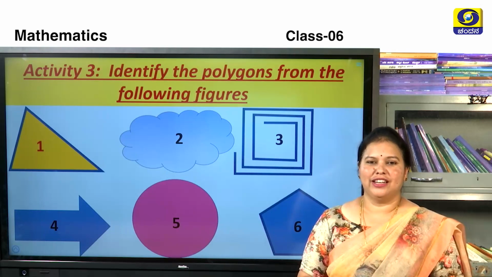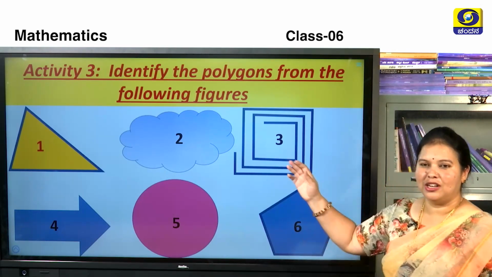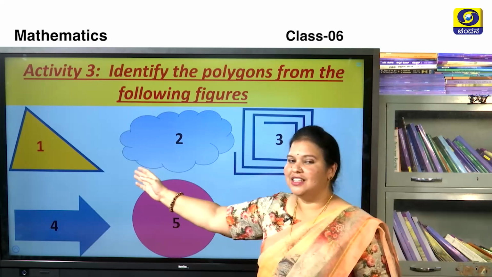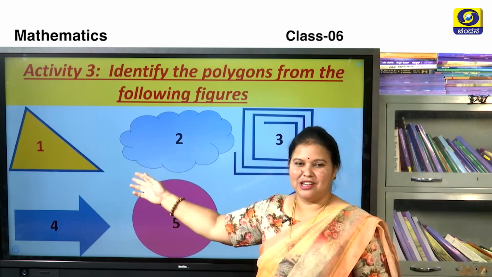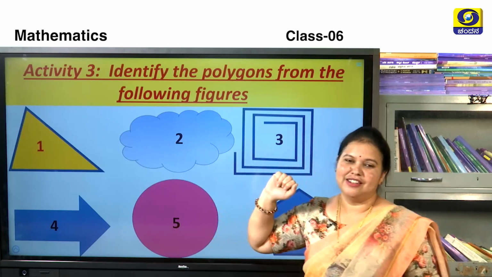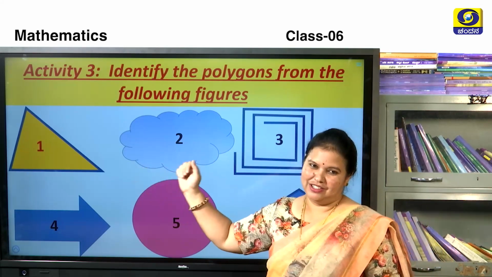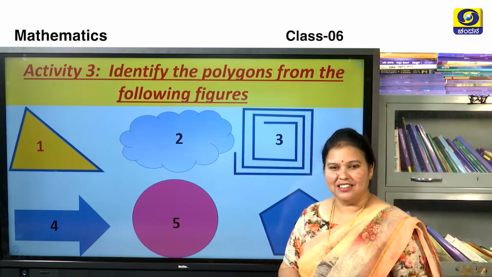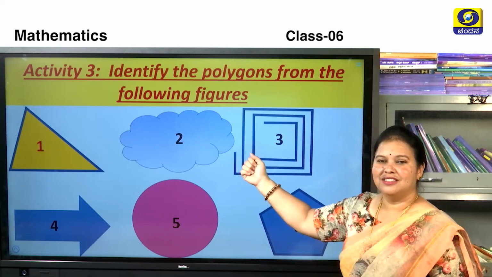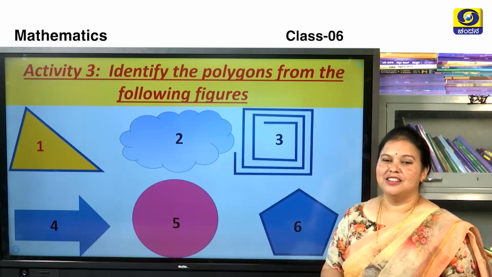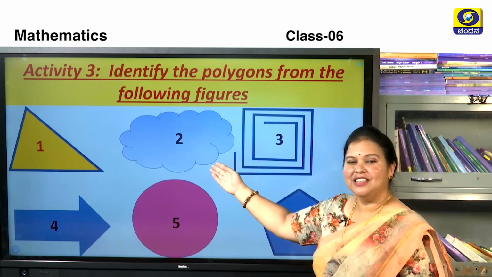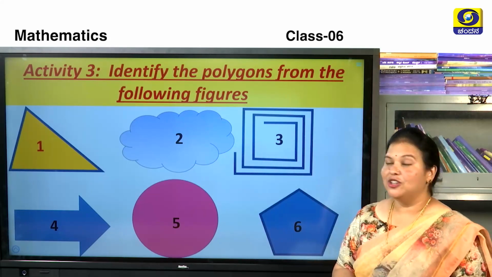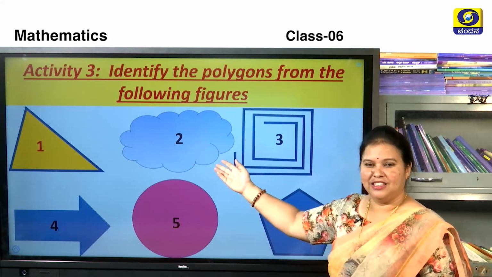Now let us do an activity. Identify the polygons from the following figures. First one is, yes, it is a polygon. It's a three-sided polygon and it's a closed plane figure also, isn't it? And what about the second one? Is it a polygon? It's a closed figure, but it's not a polygon because it is made by curved lines. It's not made by straight lines, isn't it?